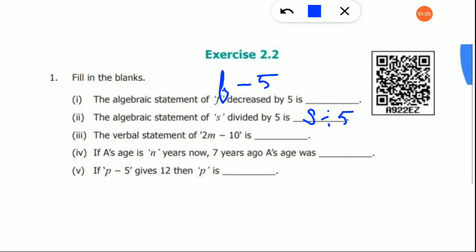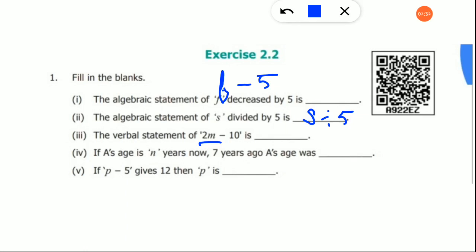Third one, the verbal statement of 2m minus 10 is. How can you write it as a verbal statement? So 2 and m, it is 2 into m. So how can you read it? The product of 2 and m, you can say it like that. Or 2 times m is subtracted by 10. Clear?